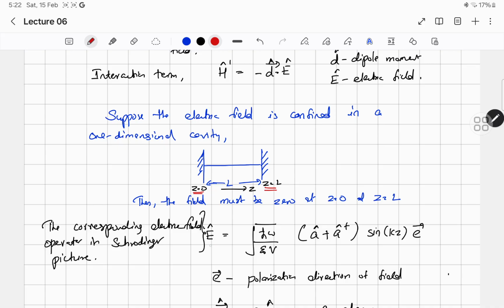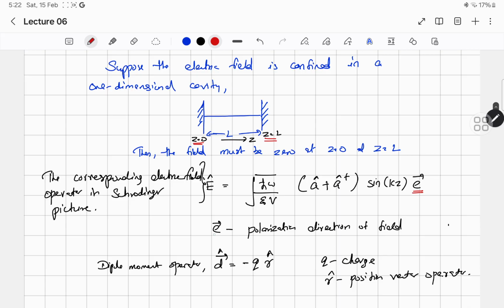So then the electric field operator I can write as square root of h cross omega by epsilon 0 V, a plus a dagger, sine of kz. Then we have written a vector here. This vector represents the direction of polarization. So this vector e is the polarization; the small e is the polarization direction of the field.